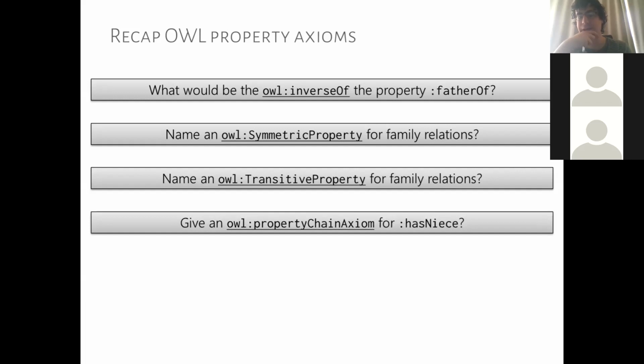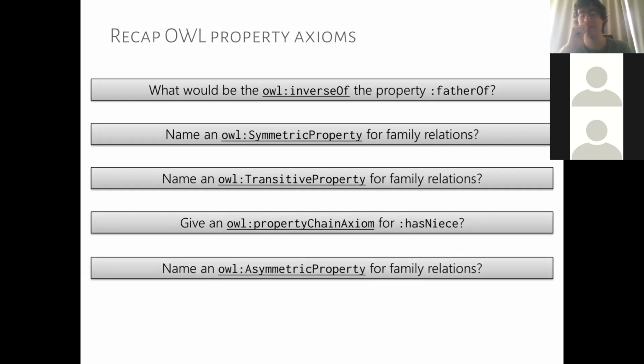Property chain axiom for has niece. Niece being sobrina. So has niece. Okay. So the first thing you would need is has sibling, has brother, has sister. So has sibling. And then you would need to follow that with has daughter. Right? So has sibling followed by has daughter.